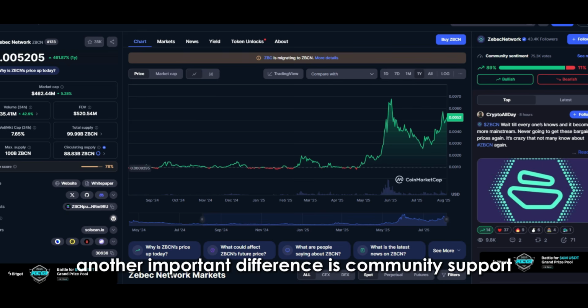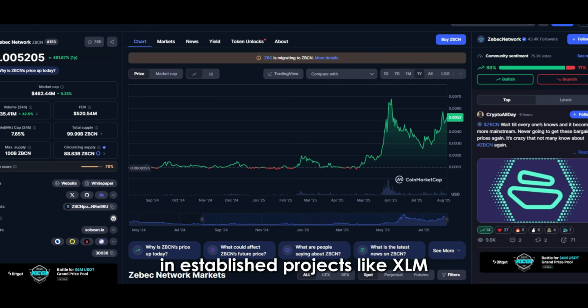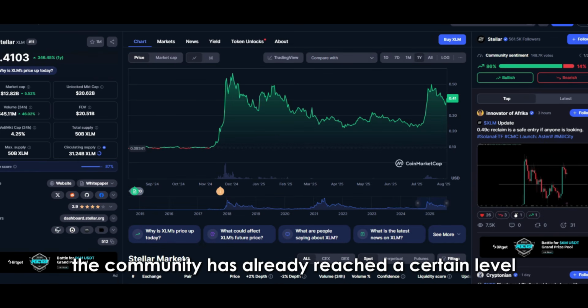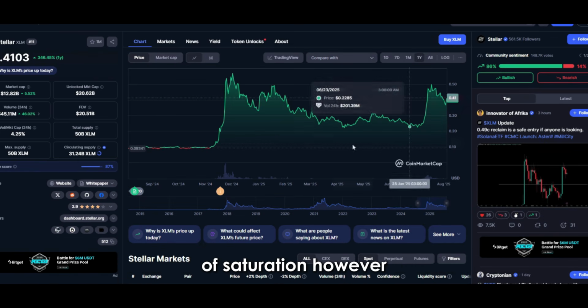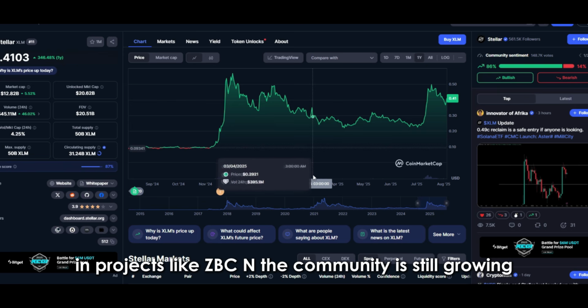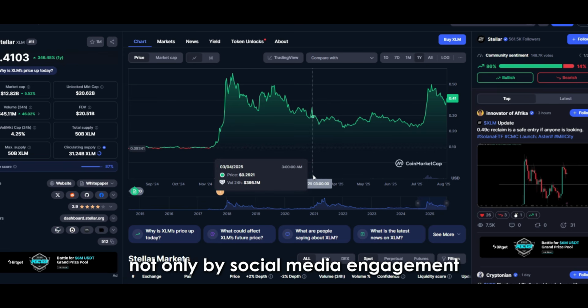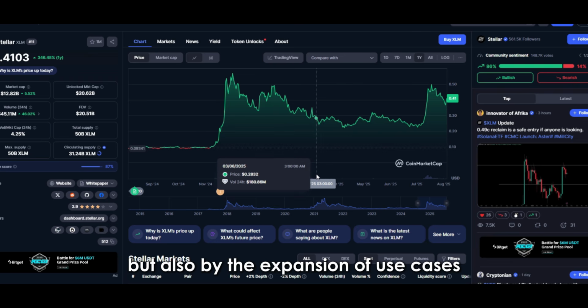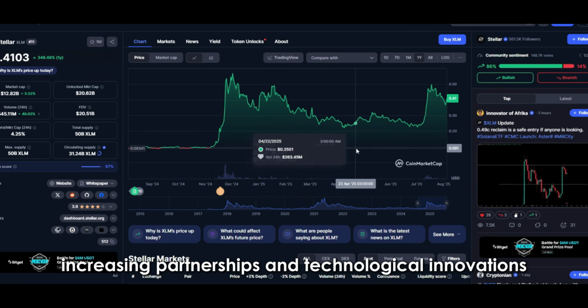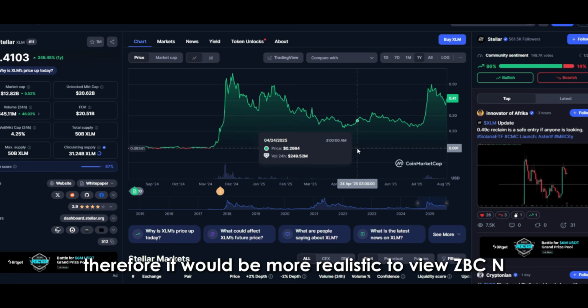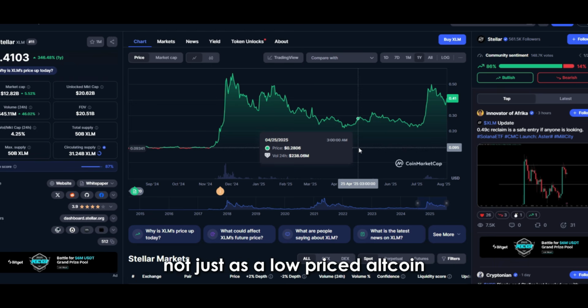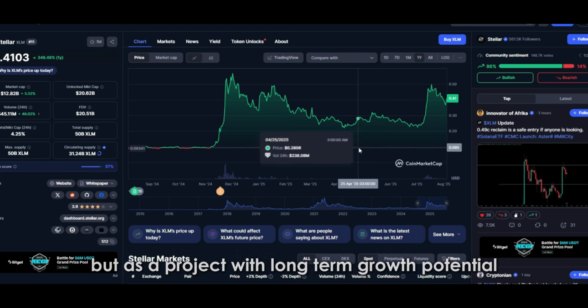Another important difference is community support. In established projects like XLM, the community has already reached a certain level of saturation. However, in projects like Zbcn, the community is still growing. This growth is supported not only by social media engagement, but also by the expansion of use cases, increasing partnerships, and technological innovations. Therefore, it would be more realistic to view Zbcn not just as a low-priced altcoin, but as a project with long-term growth potential.